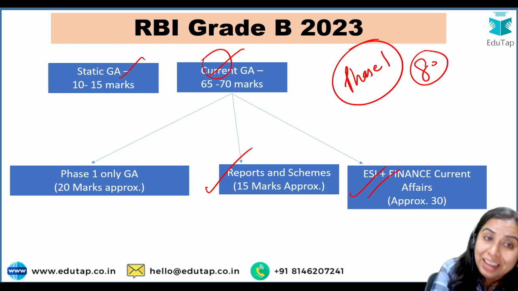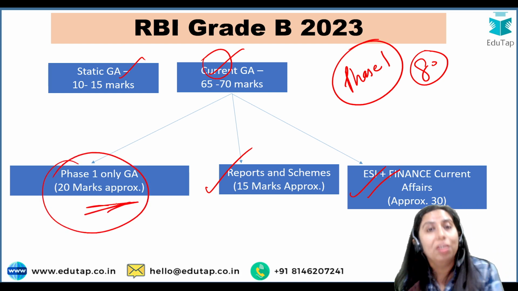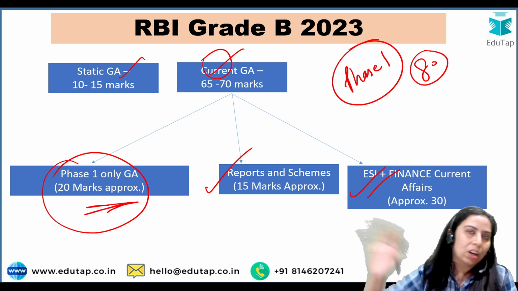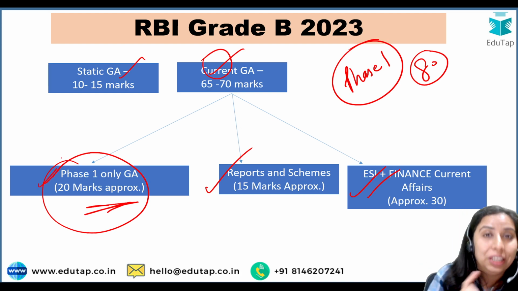So rest these things, phase 1 only GA 20 marks ka is the one which is not related to your syllabus. That means you have to do the rectification of those things, and it won't come in phase 2 also. It is only for phase 1. So that I'm going to tell you what you need to do here.